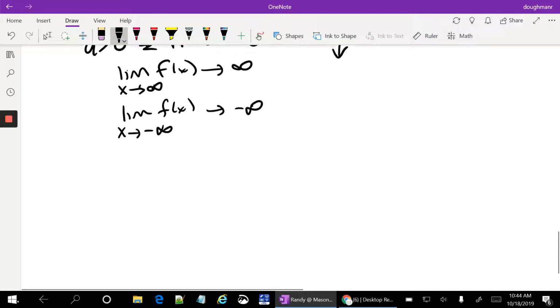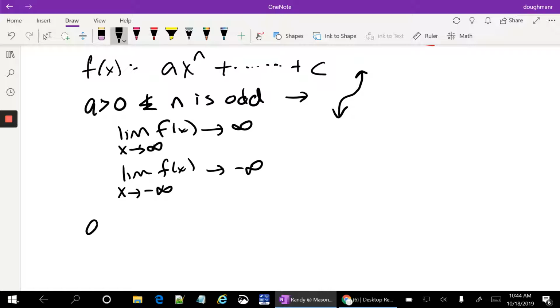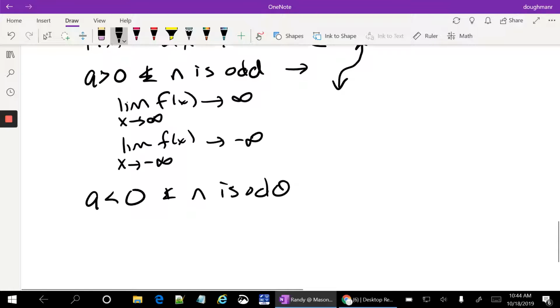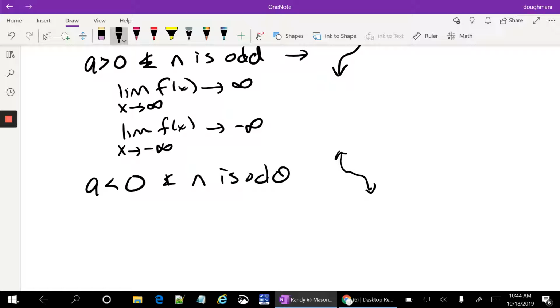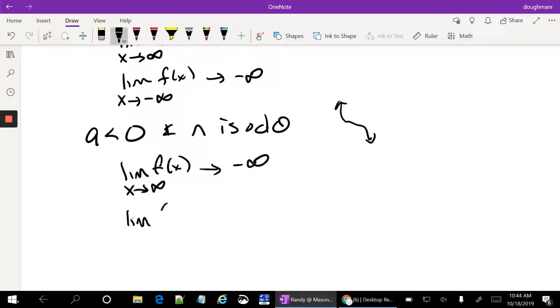And then just to wrap things up, if a is negative and n is odd, the same kind of thing happens, except we get a flip. For every odd powered function, let's just write it out. The limit of f of x as x goes to infinity is going to go to negative infinity, and the limit of f of x as x goes to negative infinity is going to be positive infinity.